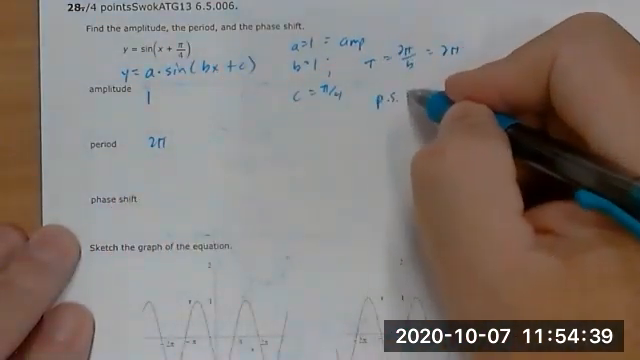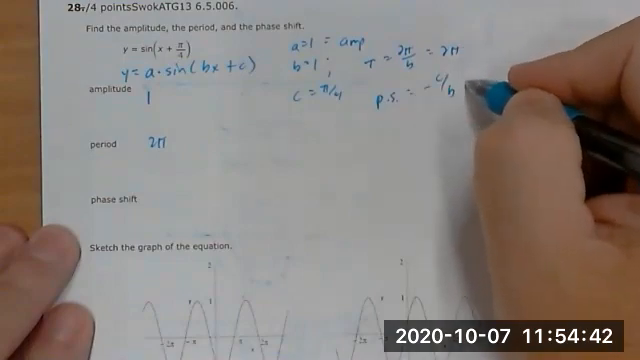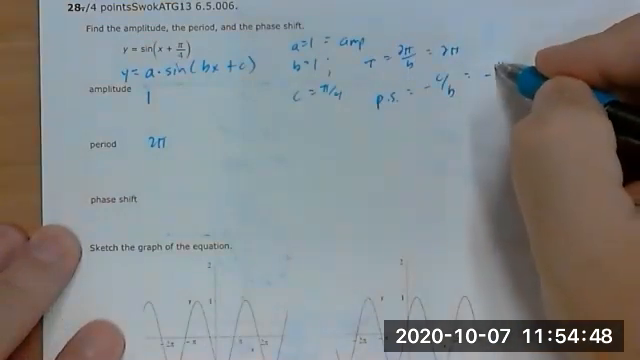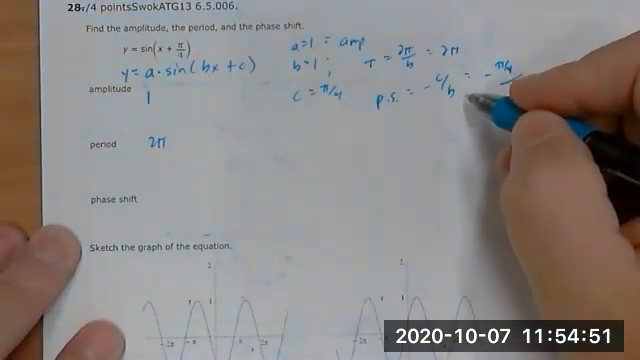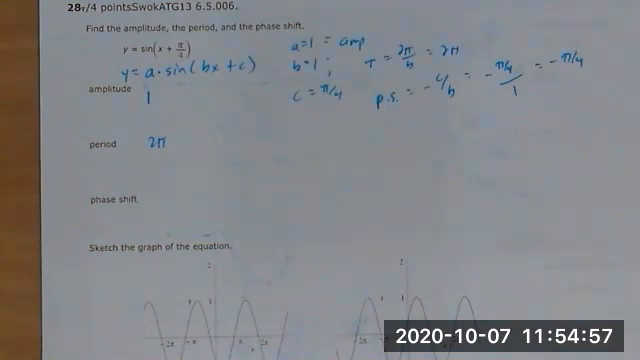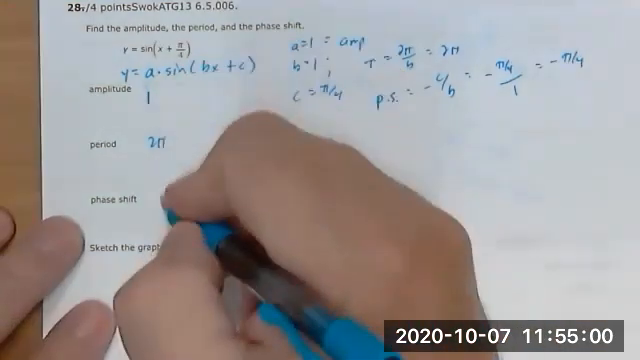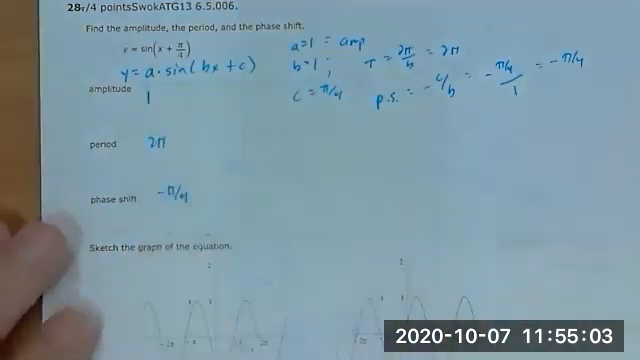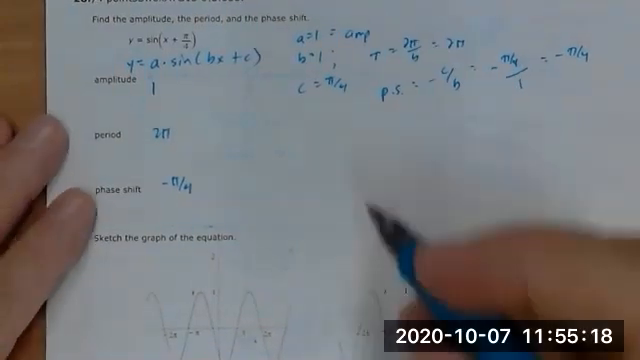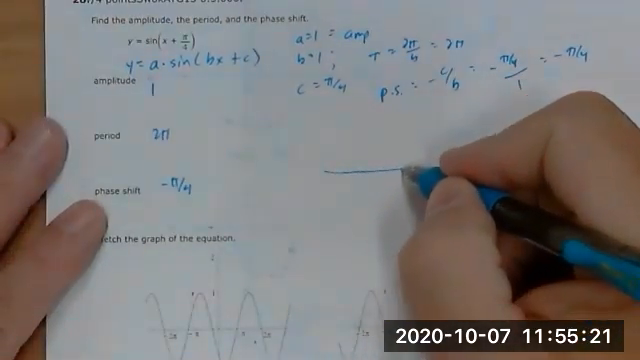And the phase shift is negative C over B. Negative, so C is pi over 4, and B is 1. Looks like the phase shift is negative pi over 4. So negative pi over 4. I'm going to make sure about these before I start to graph it, just so I don't waste my time. I think they're correct. So even though I could choose down here, I'm going to graph it myself. This is good practice.